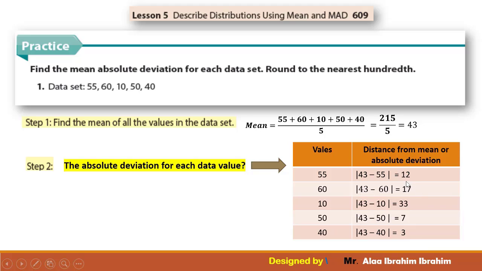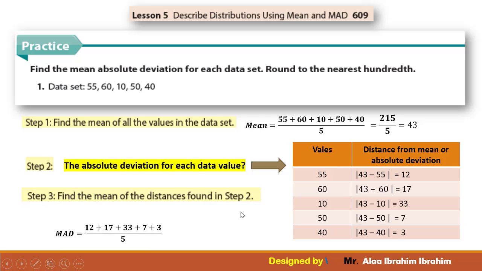Now I have to add together 12 plus 17 plus 33 plus 7 and 3. And we have 5 values. So to find my mean absolute deviation, my MAD here, I have to add them together, then I divide by 5. So this is my result. I think it is easy now and clear. It's a piece of cake, yes.